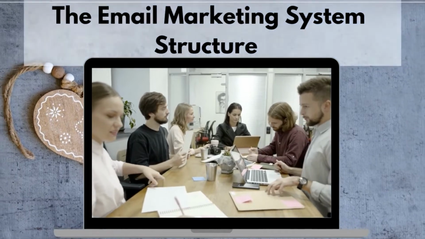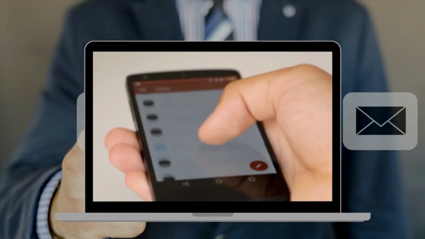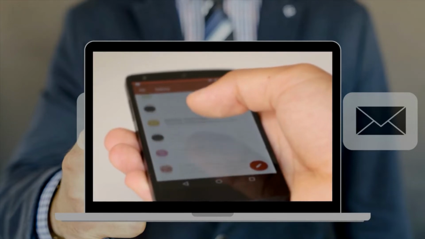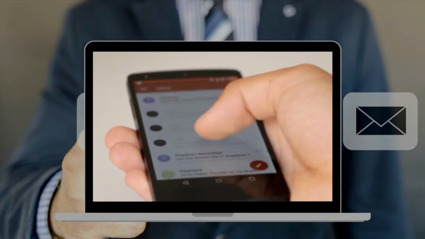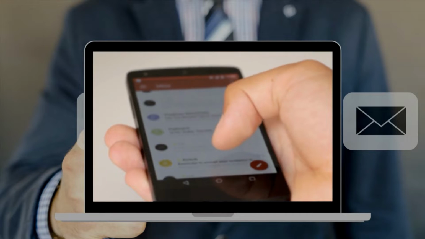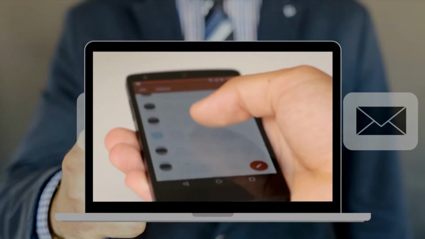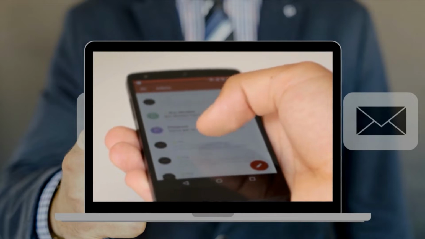In today's video, we'll go into the email marketing system structure and see clearly how things work. In our last video, we looked at what email marketing is and the different types of email marketers that exist. Take note that the videos in this series are linked in such a way that you need to watch one part before watching the other, so you're able to understand the basics from scratch and see clearly how things work when it comes to the email marketing system structure.